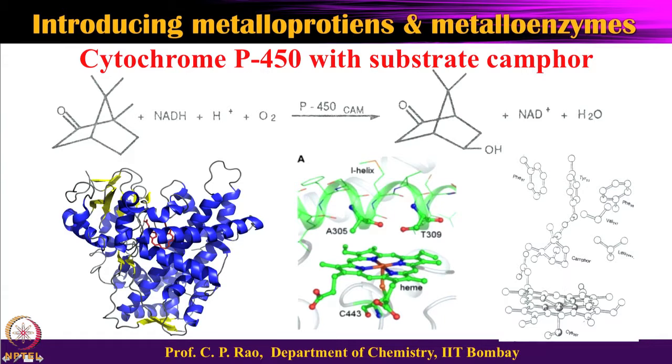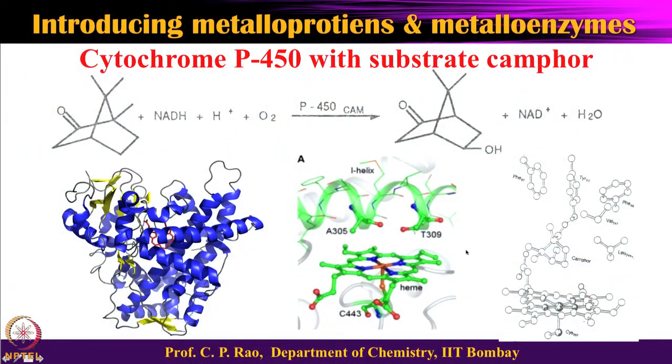Therefore, only that portion is exactly on top of the iron, and therefore oxidation or hydroxylation takes place here, not there, not there, not any other place. So, how is the camphor getting the stereo and regio selectivity?